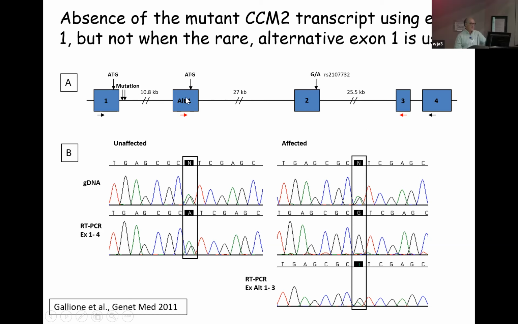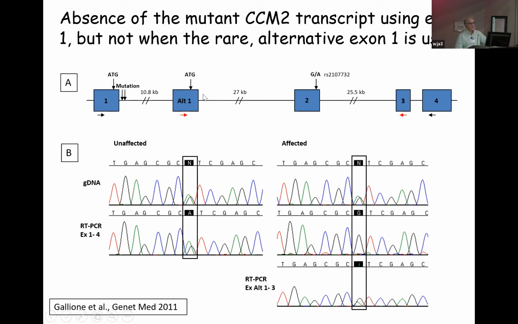Because the point is that when we took these patients and got some tissue, got RNA, and did RT-PCR and looked at the transcript coming from this alternate exon, you see both alleles. And that's shown right here. But in the affecteds, when you go from this exon to that exon and use these PCR primers, you only see one allele, okay? So what's happening here is that we can see that one allele is missing.